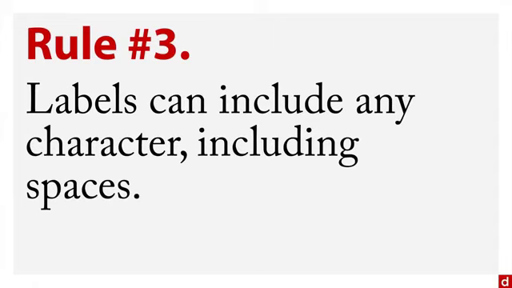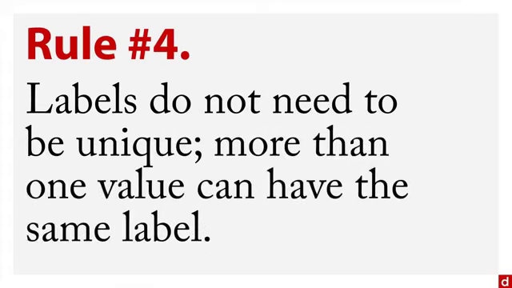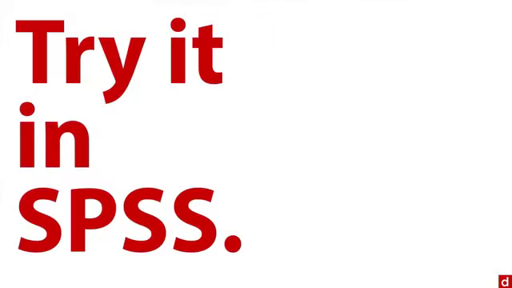Rule number 3, labels can include any character, including spaces. That's good. This is an interesting one. Rule number 4, the value labels do not need to be unique. That is, more than one value can have the same label. So you might have the numbers 1 through 9, and it could be that 7, 8, and 9 all say the same thing, but underneath they have different coding. There are situations where you might want to do that. But mostly, I want to show you how this works in SPSS.